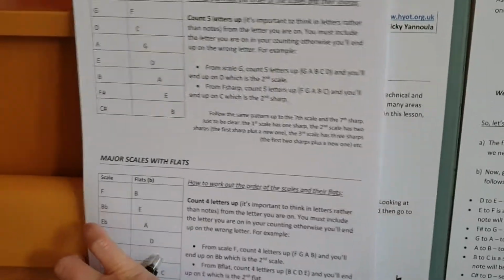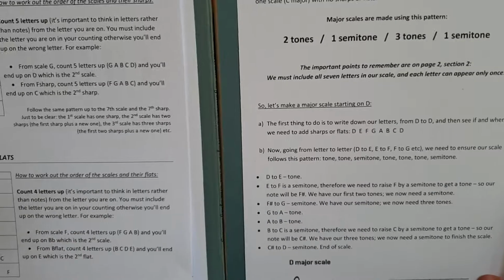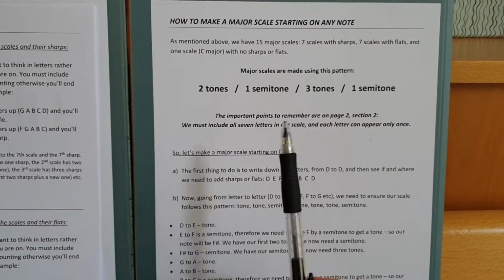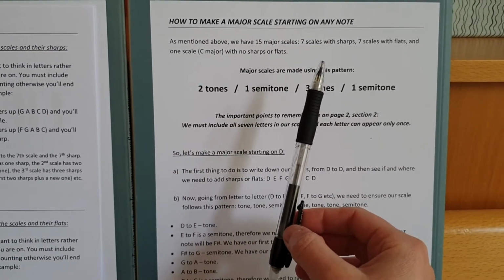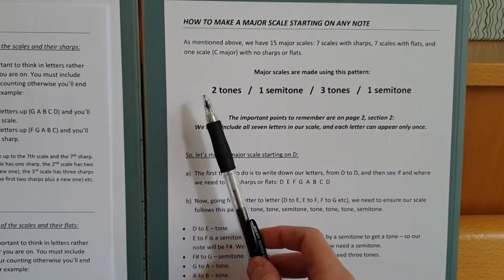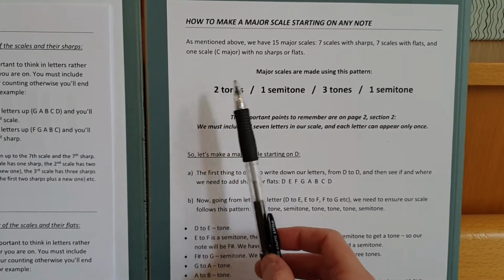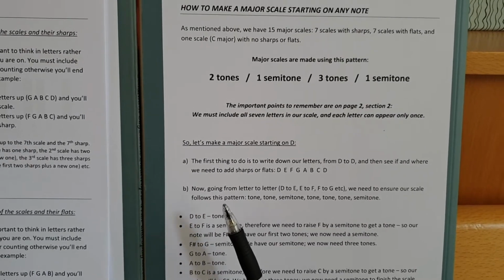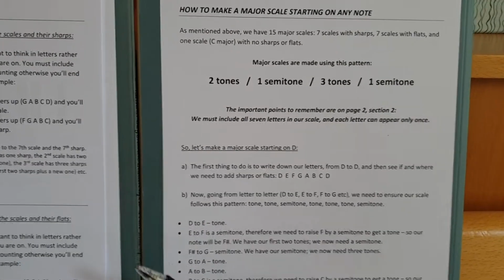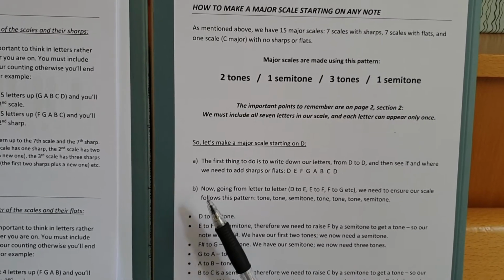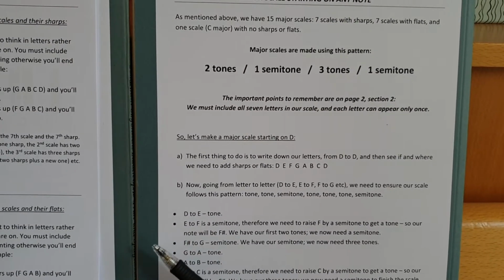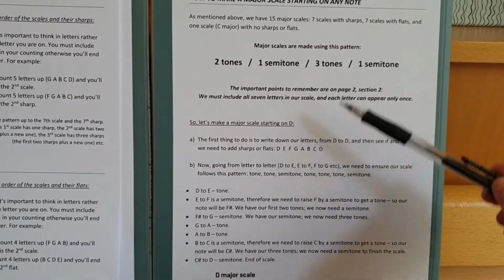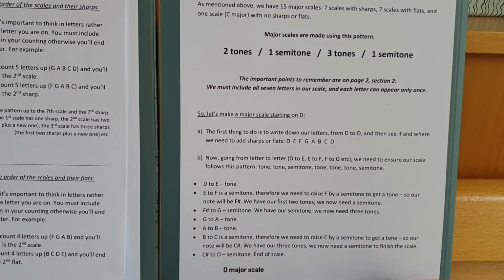Now let's go over to the final page. Now this is a wonderful magical thing, how to make a major scale starting on any note. So if we follow this pattern, 2 tones, 1 semitone, 3 tones, 1 semitone, we can create our own scale starting on any note, even if we don't know what sharps or flats it has. I'd really like you to study this by yourself. All the information is in here.